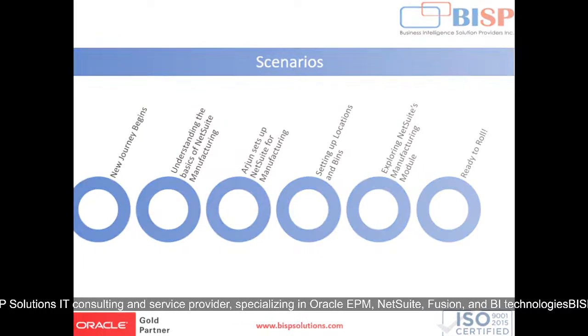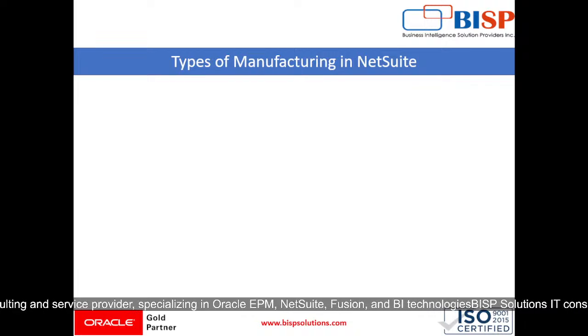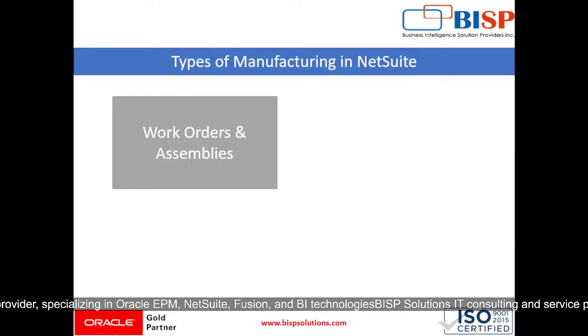So this is what our example or storyline is. Starting with our types of manufacturing in NetSuite, first is work orders and assembly, which is a basic mode. It is ideal for simple production processes where raw materials are assembled into finished products. For that we have to follow a process like creating a work order, issuing raw materials from inventory, building the assembly item, and recording the completion and adjusting inventory.